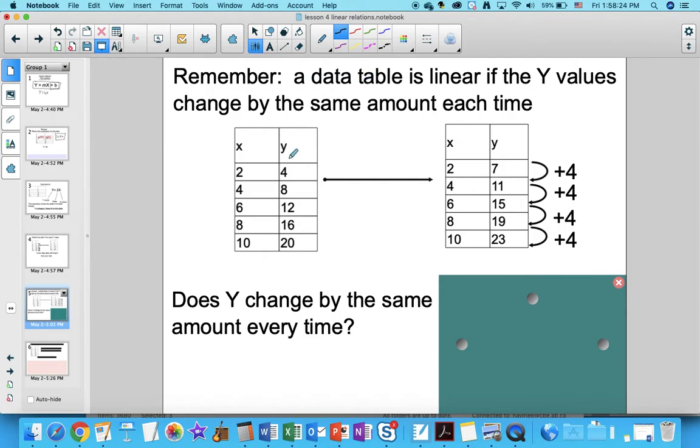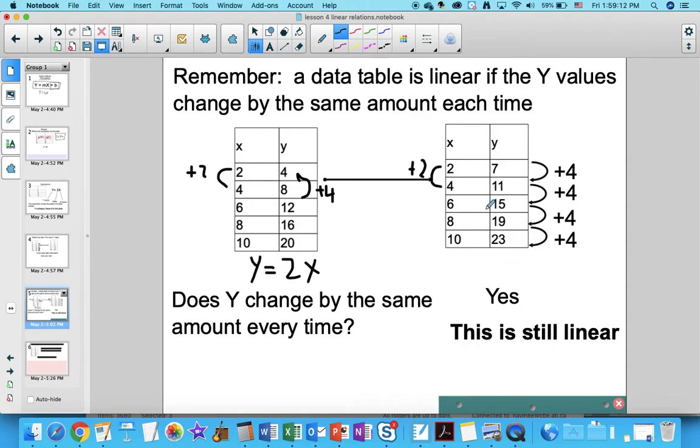Remember, this data table is still linear if the y values change by the same amount each time. So every time x has gone up by 2 in our first table, y went up by 4, right? And we found that the expression for this table was y equals 2x, right? Well, does the y change the same amount here? Every time x changes by 2, the y is still changing by 4. Even though I added 3 to each one, it's still going up by 4, right? So yes, it's following a pattern. Every time this goes up by 2, this goes up by 4. So it's still linear.